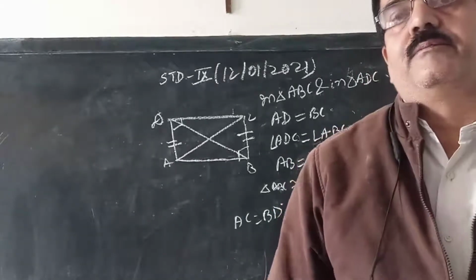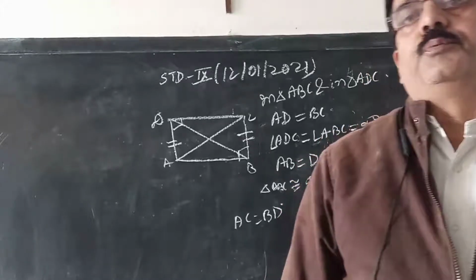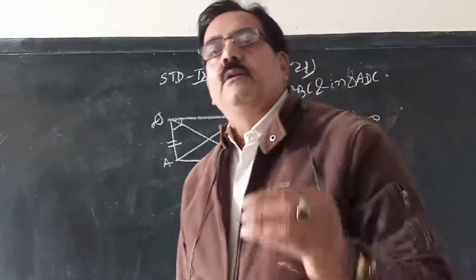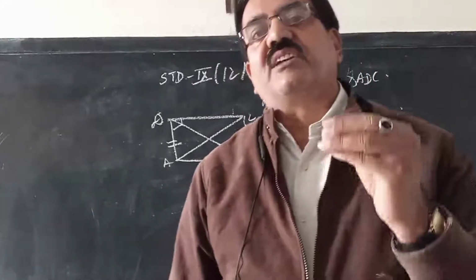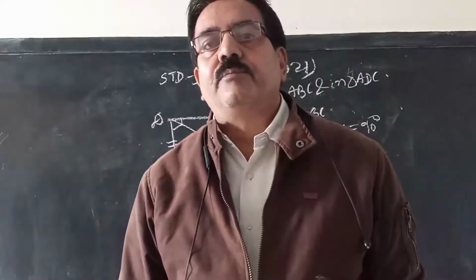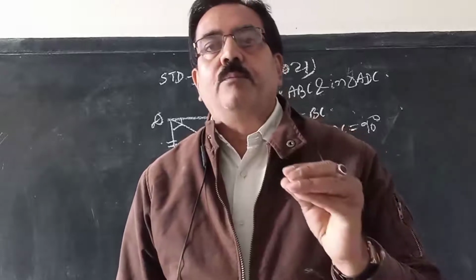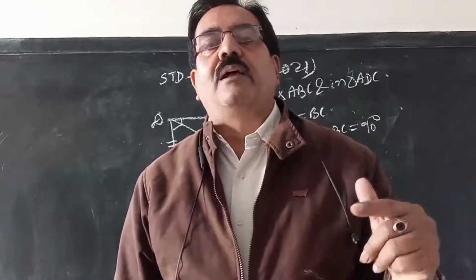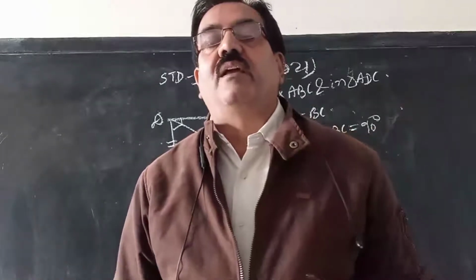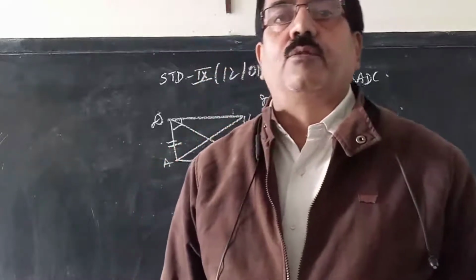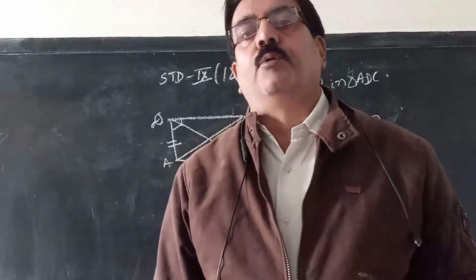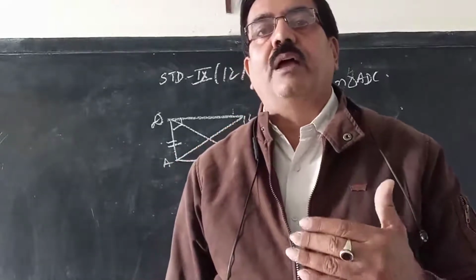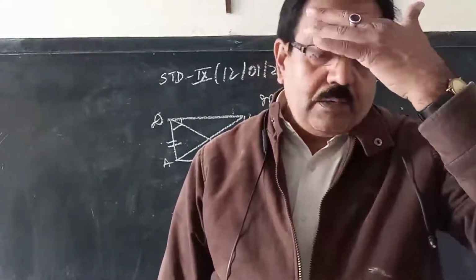In the same way, you have to prove that the diagonals of a square or rhombus intersect at 90 degrees. In the same way, you have to prove that the diagonals bisect the vertex angles in a square and rhombus. All these properties, when you have to prove them, you take the help of congruency of triangles.